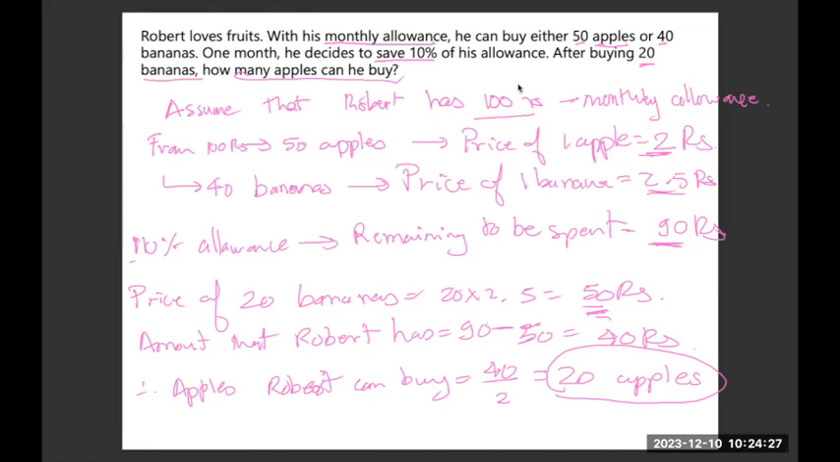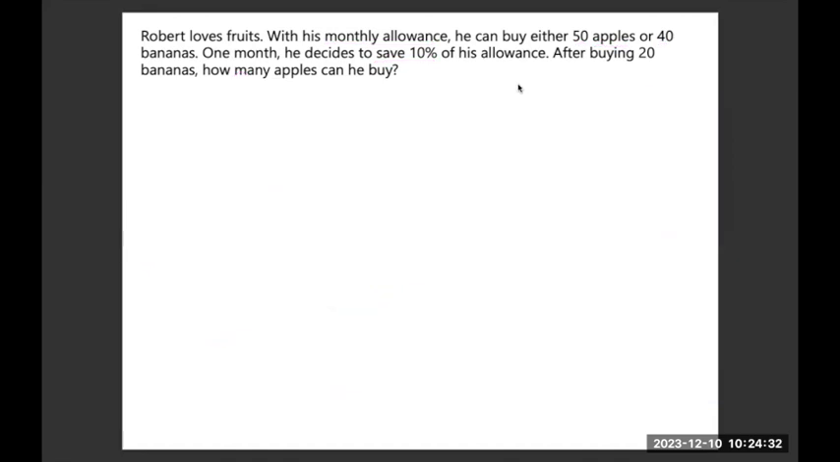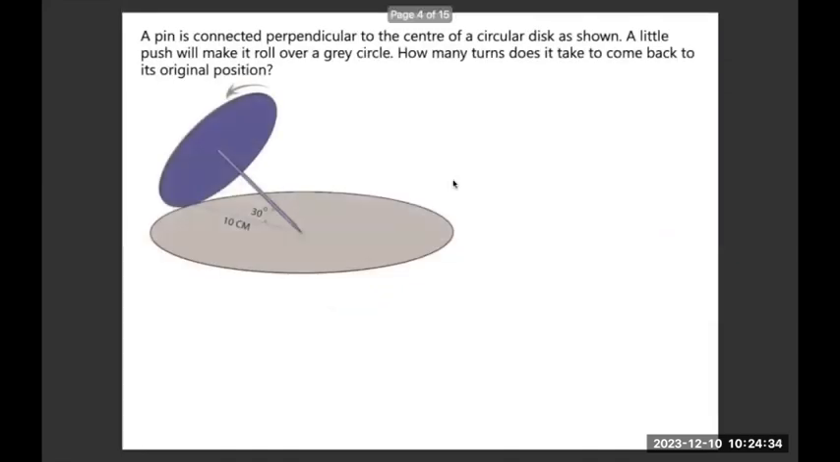Okay, move to the next. Yeah. So here you're given a pin. This pin is connected perpendicular to the center of the circular disc. A little push will make this pin rotate, and it will rotate along the gray circle. How many turns will this pin take to come back to its original position?